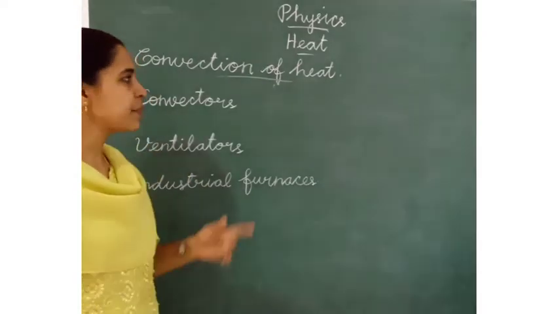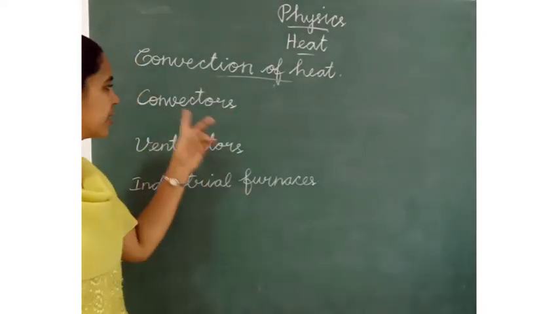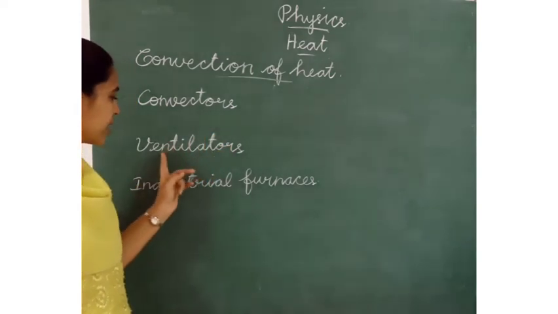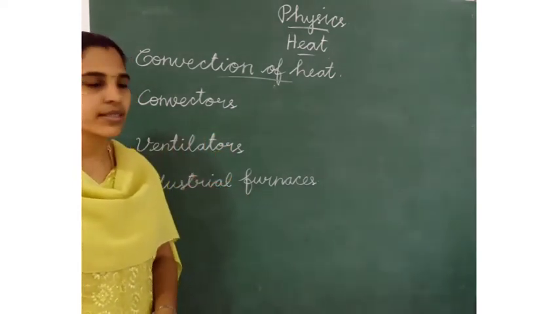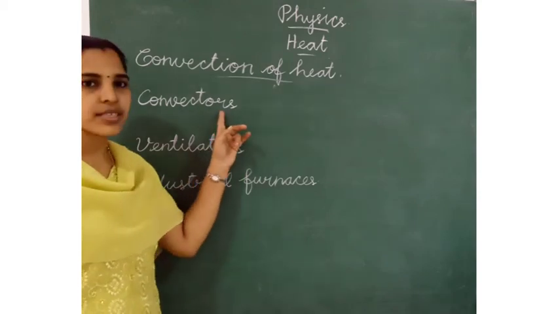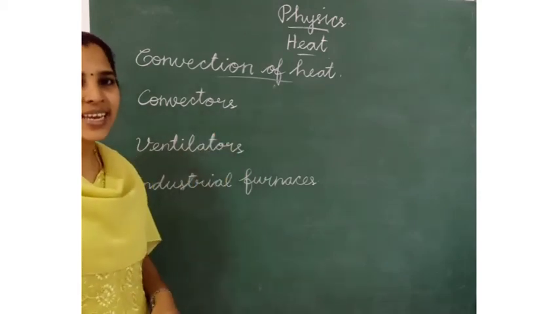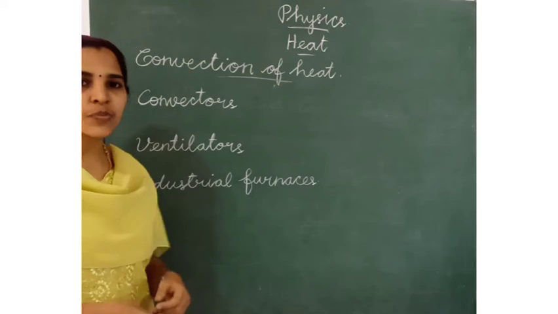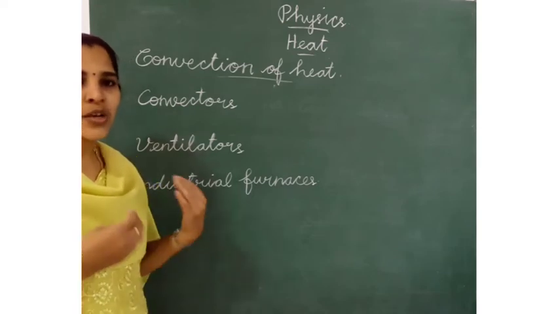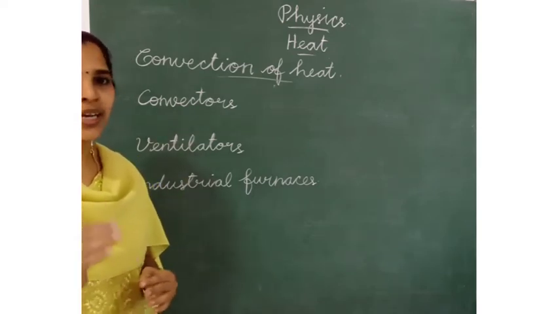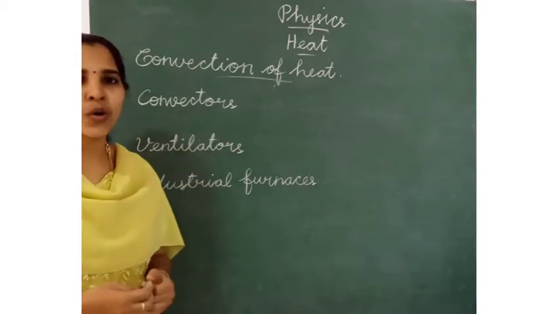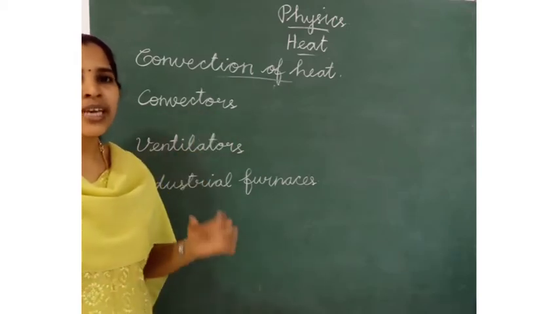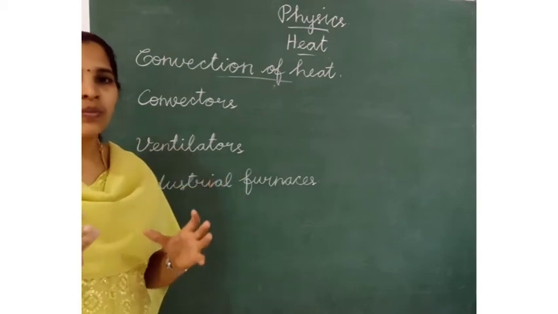Other few examples of convection are convectors, ventilators and industrial furnaces. Convectors means a heater. Ventilators means a cooler. We use a heater and cooler at home. Why are we using the heater at home? We should keep our room warm.